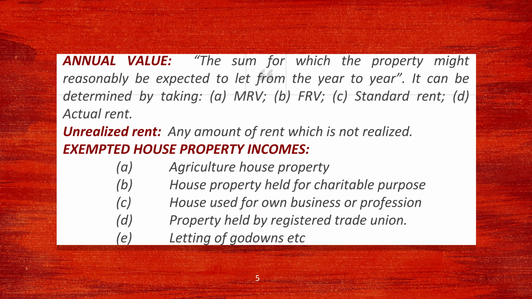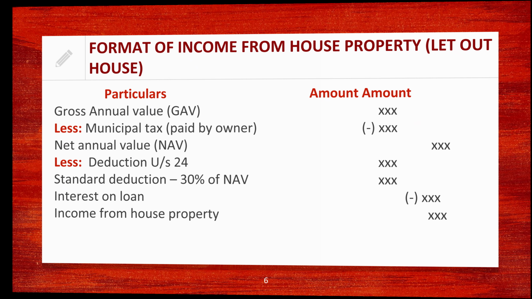Unrealized rent is the rent which is not realized. Exempted house property incomes: agricultural house property income, property held for charitable purpose, house used for own business or profession is taxable under the head business or profession and not under house property, property held by a registered trade union, and letting out of godowns, etc.